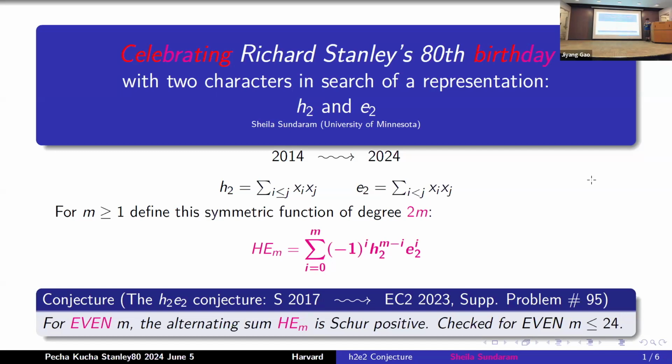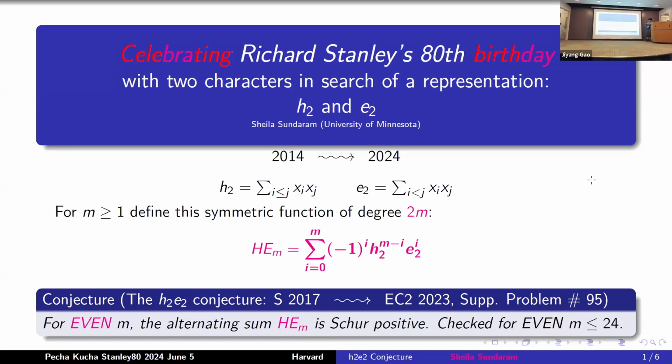Celebrate Richard's birthday. I want to thank the organizers, and I also want to thank the organizers of Richard's 70th birthday party. I was there for one day, and I particularly want to thank Trisha Hirsch, I don't know if she's here, and Vic Reiner, who's here somewhere, because they were instrumental in nudging me back into research. And of course, thank you to Richard for all his support and encouragement.